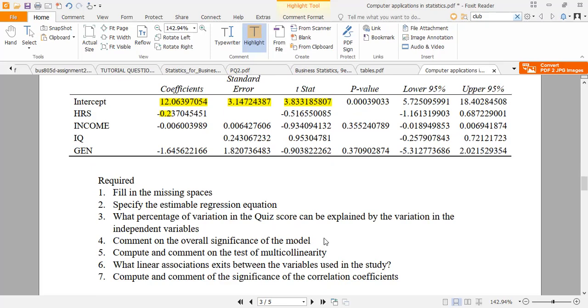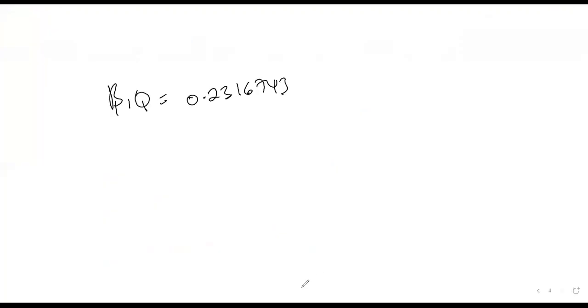Now, estimable regression equation simply means write a regression equation that we are yet to estimate. Let's assume that we have not estimated and we don't know the beta values. So we are yet to estimate that regression equation. That's what we mean by estimable. When you are yet to estimate the regression equation, we call it estimable. That means that you write them in their functional form.